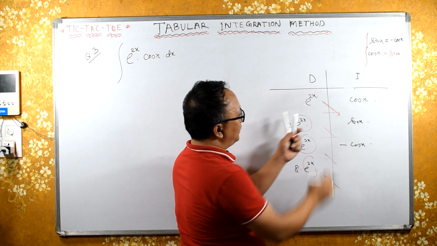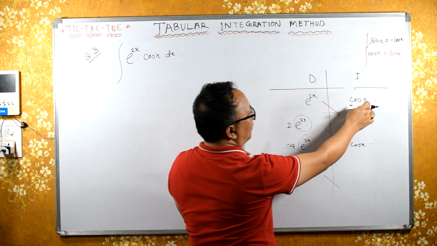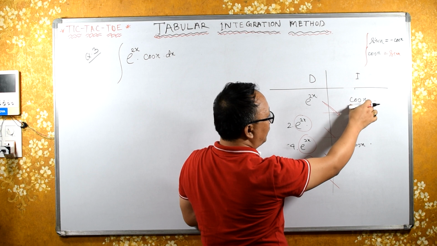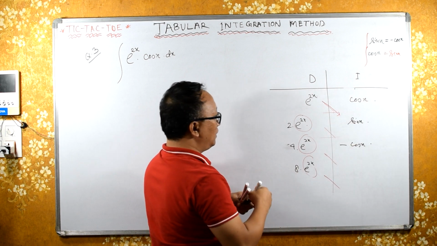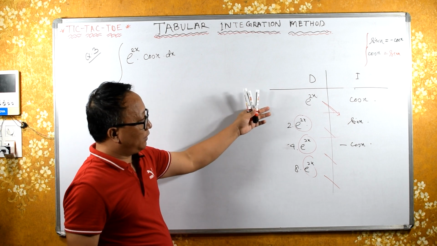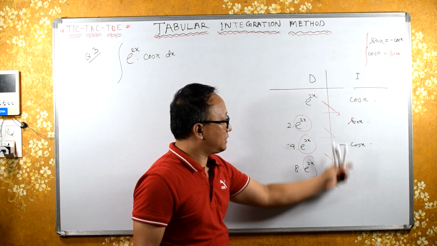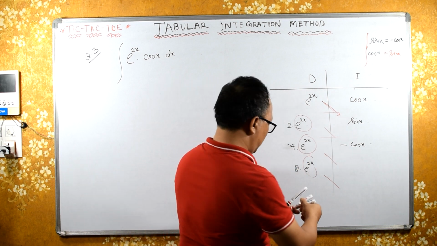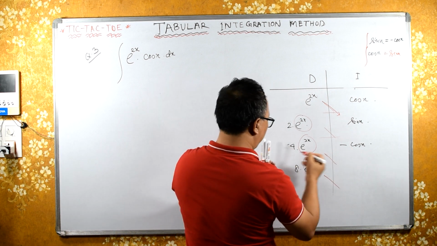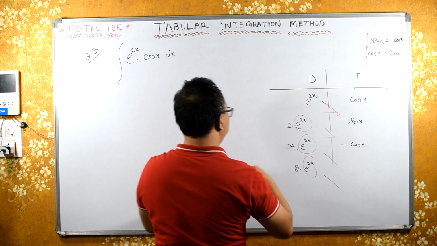Now e raised to x, we have all this repeated. Now we are getting one repeated term over here. We have cos x here as well as cos x over here. Now we have to stop this tabular form when we have the matching term. So let's see where to stop, since we have a matching term.